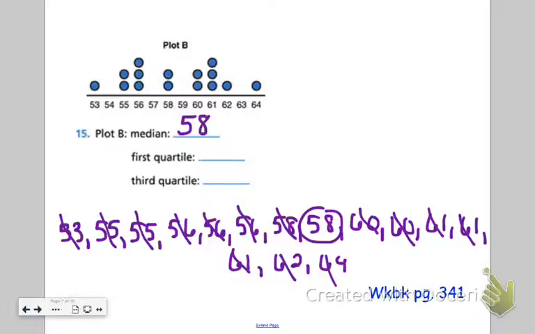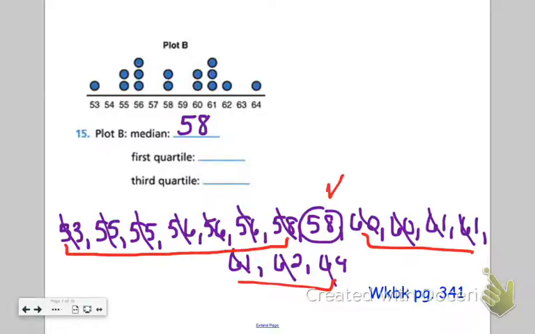So let's see, I'm going to use a different color here. I've got 53 all the way up to 58 for my lower half, and I've got 60 all the way up to 64 for the upper half. Remember, the 58, the median here, does not get included in the lower half, nor does it get included in the upper half. Yes, this 58 does. That's fine. But the 58 that was in the very middle of the whole data set, that median 58, cannot be included in the upper and lower halves.